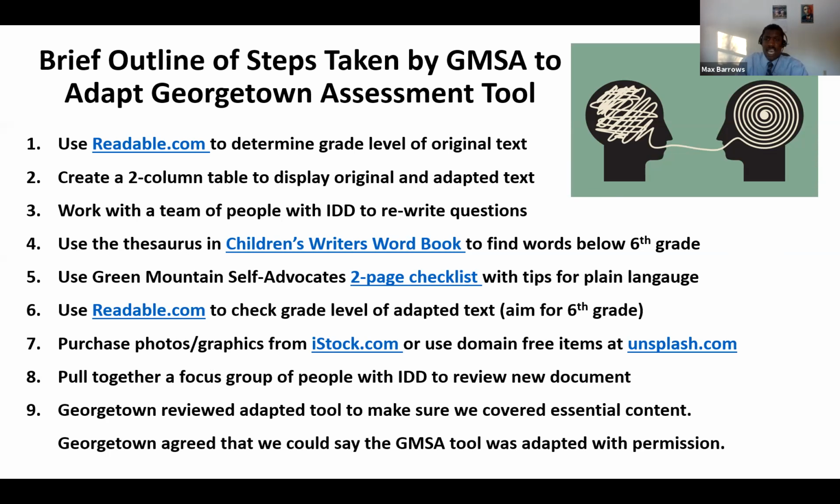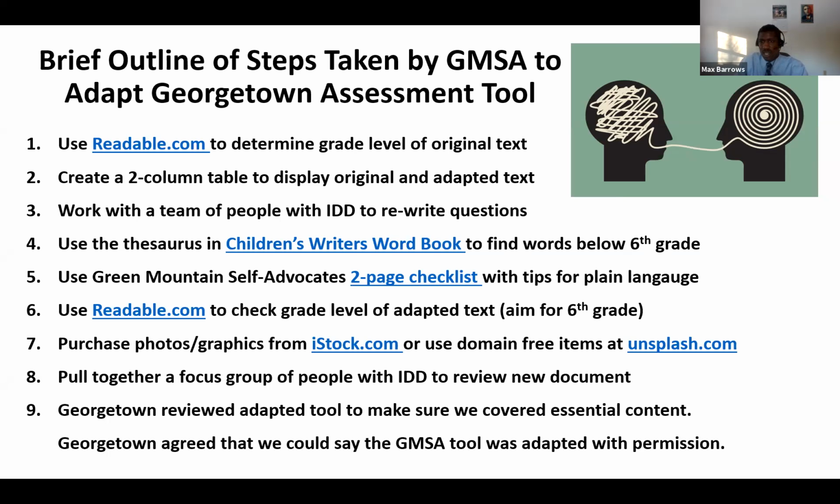Number 7, add pictures. It's good to add pictures, and we purchase photos and graphics from istock.com, and they have, you know, the most photos of people with developmental disabilities. Or get pictures for free from unsplash.com, which is another photo website.